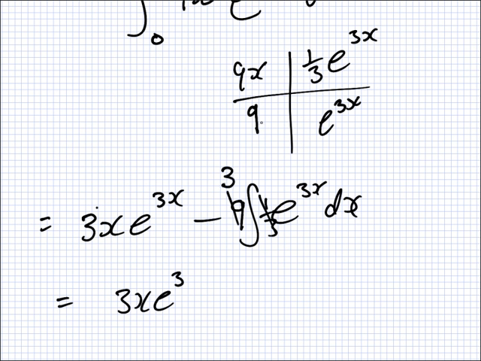Yeah, it's a 3. f g minus f derivative g. So it's a 3, and then when I integrate, I divide by 3. So in total, it ends up being just 1 e3x.